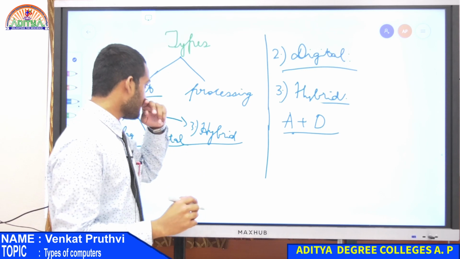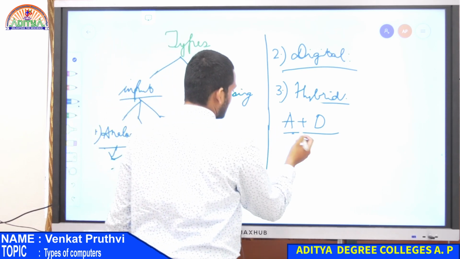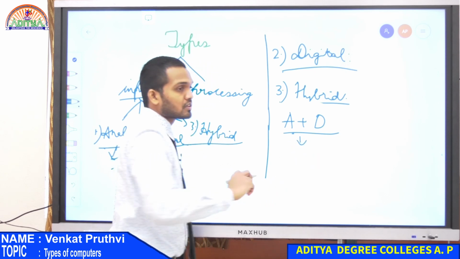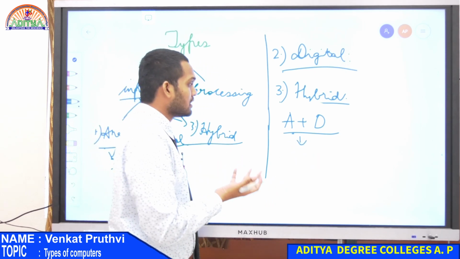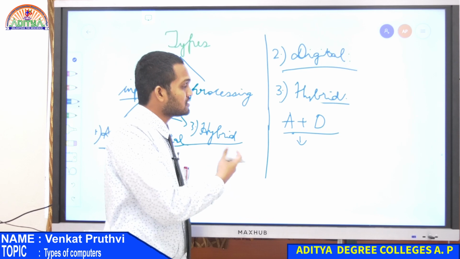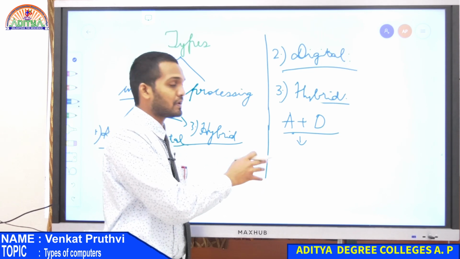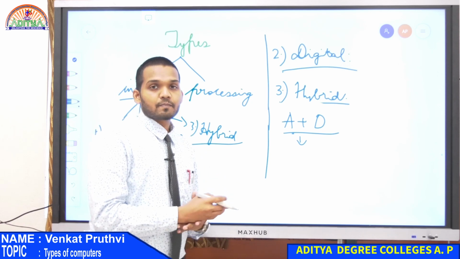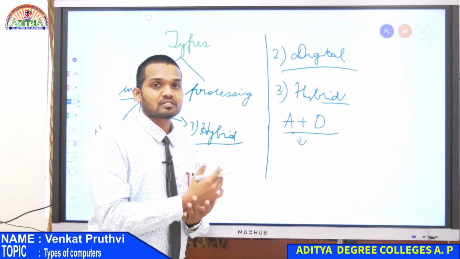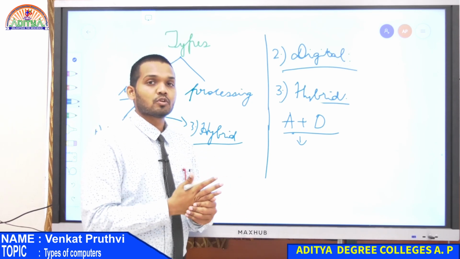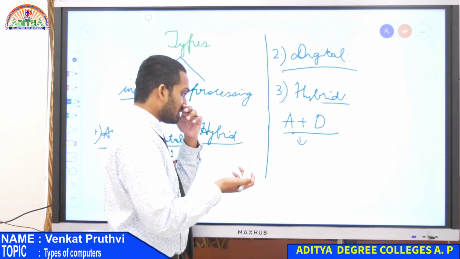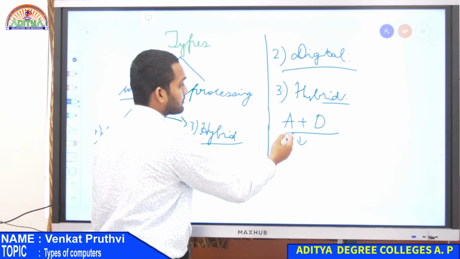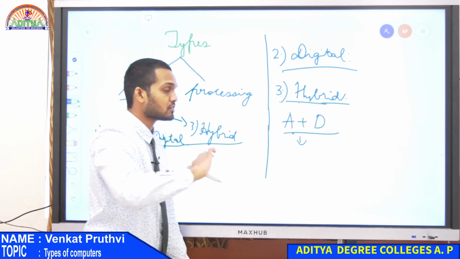The best example I can give for hybrid computers is the heartbeat machines used for calculating the heartbeat of a patient. They take in the analog signals, and they also process the data required and store it accordingly in that machine. These are the kinds of machines that come under hybrid computers.